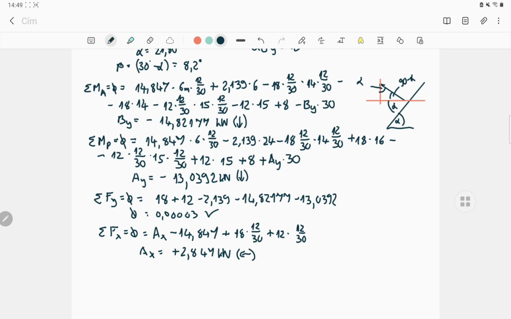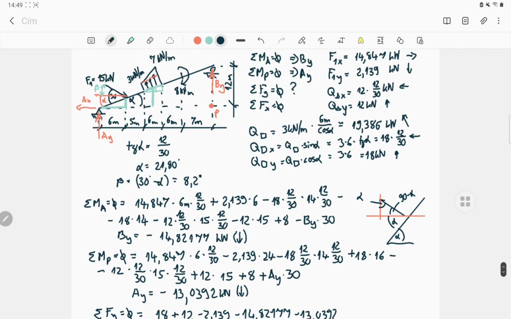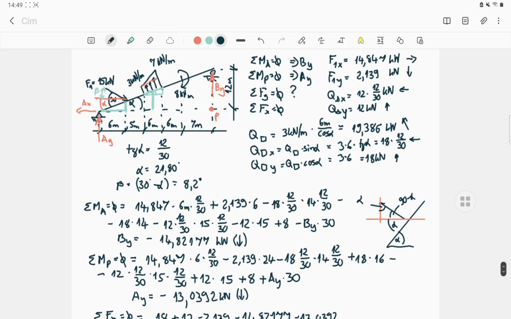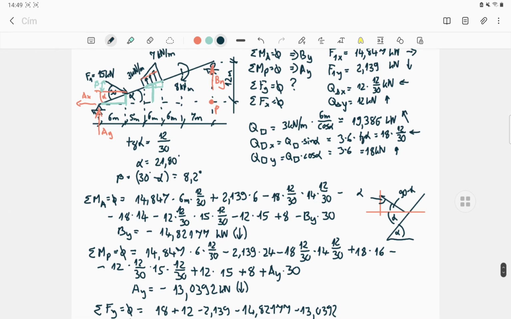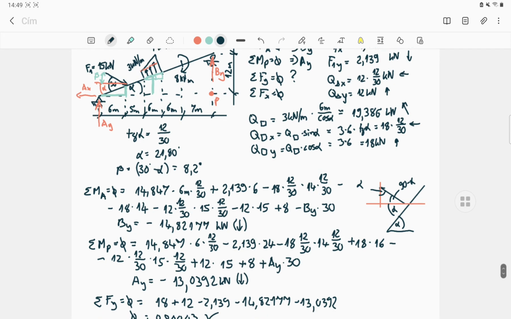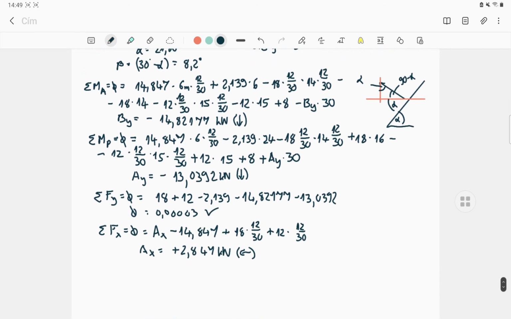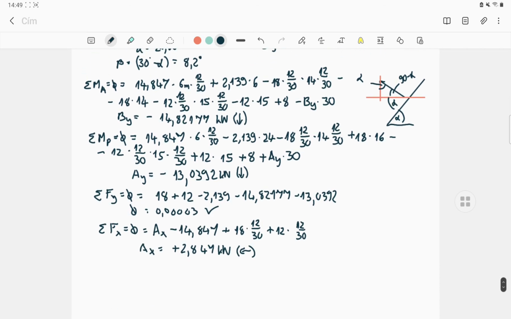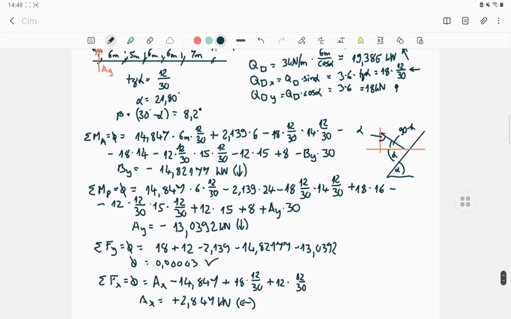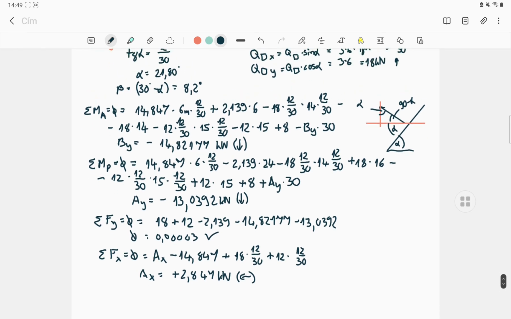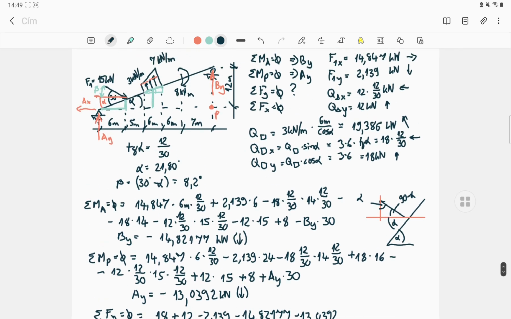Now what's left: we didn't check the AF, of course. If you want, just do it at home. Write the moment about any point that is not on the AX action line, and you will see the moment will be 0 or close to 0. Don't forget, it's hard to check with moment equations because of the distances.